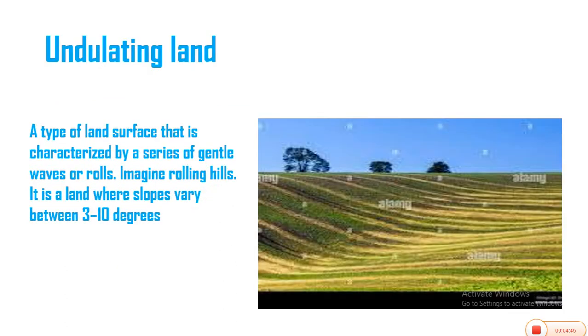Undulating land. Undulating land is a type of land surface that is characterized by a series of gentle waves or rolls. Imagine rolling hills. It's a land where slopes vary between 3 to 10 degrees. That's undulating land. If you look at it, you can see that the land is in the form of a rolling hill.